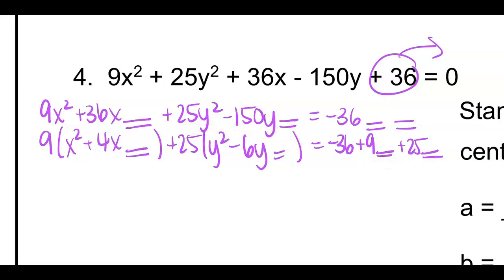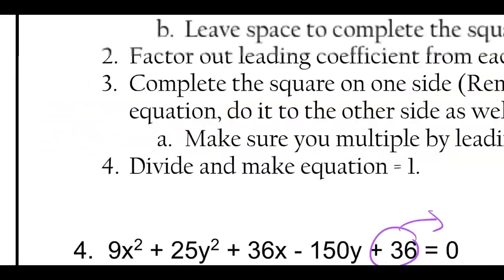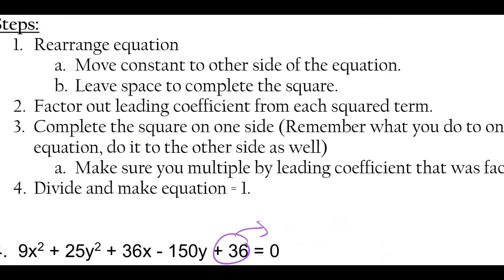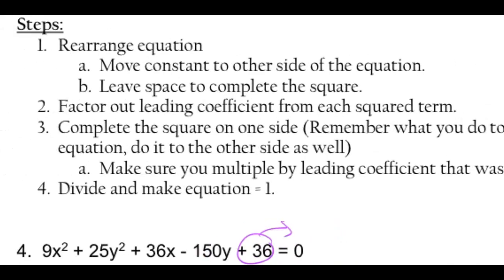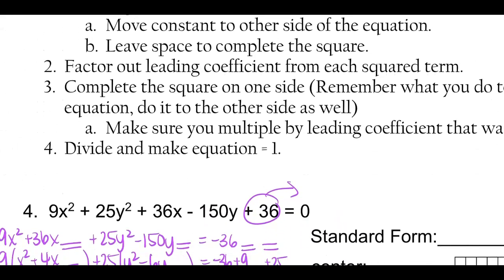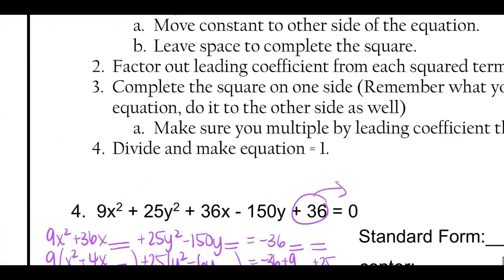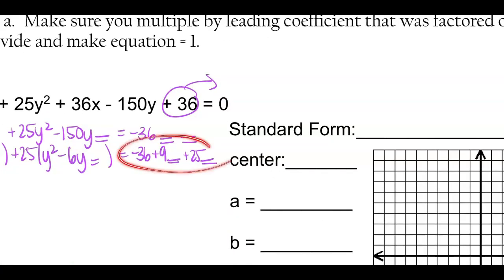And then the last thing is to actually complete the square. So let's complete the square for both of these equations. Scroll back up, and yes, complete the square. On one side, remember that whatever you do to one side of the equation, you have to do to the other, and make sure to multiply by the leading coefficient that you factored out. So that's that step that I just wrote right down here. Make sure that you multiply by that leading coefficient.